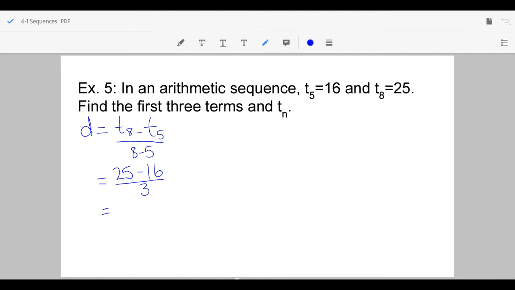So we left off just simplifying this math right here. 25 minus 16 is 9. 9 divided by 3 is 3, which means our common difference is 3. We still need to get the first 3 terms, so it's going to be easiest to find the general term and get the first 3 from there.